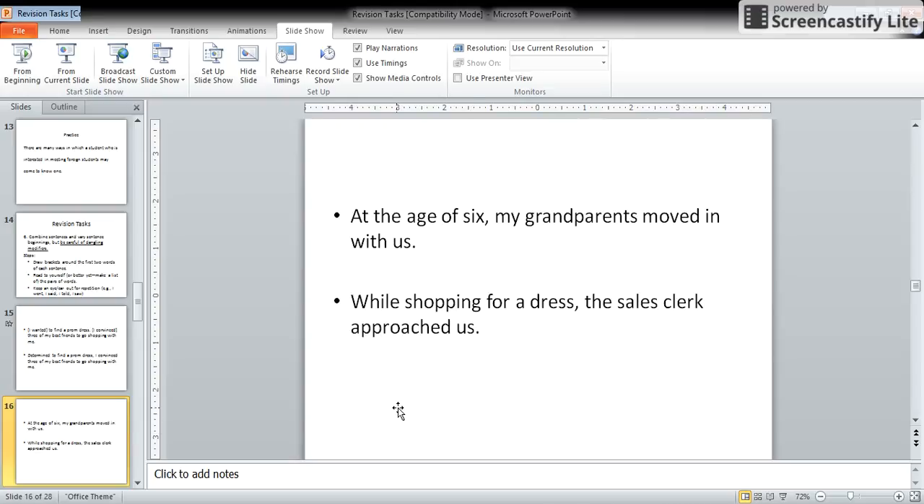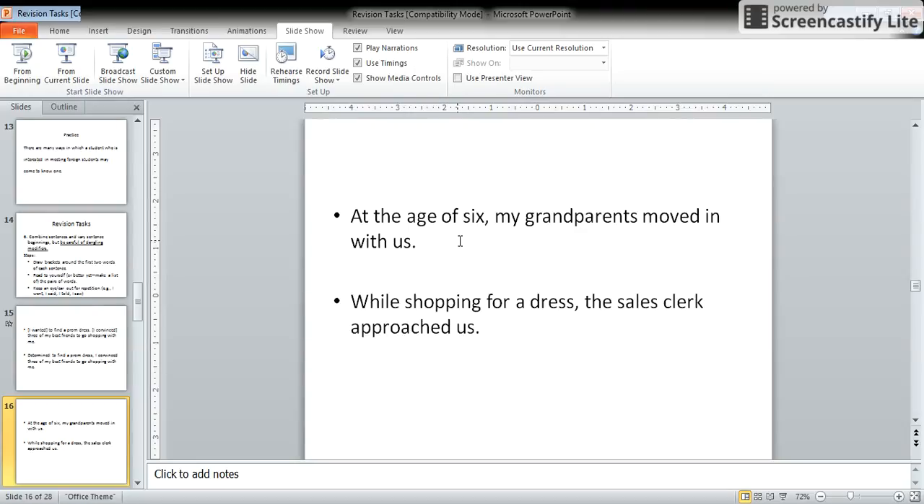So a dangling modifier refers to a modifier, usually at the beginning of the sentence, that does not have anything to modify, or at least doesn't have the right thing to modify. Both of these examples on the screen right now are sentences that have dangling modifiers. The first one says, "At the age of 6, my grandparents moved in with us."